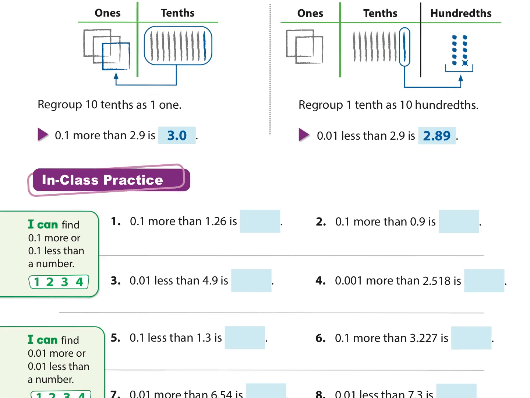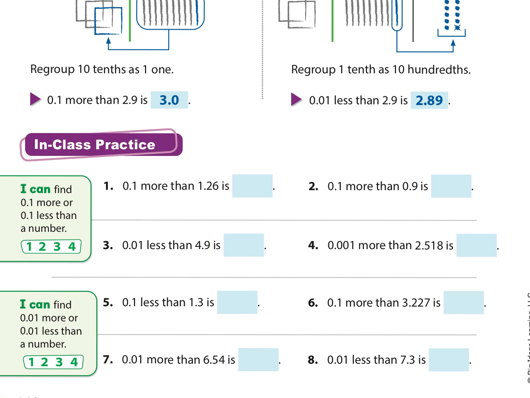And we can also do this, because we know how to add and subtract decimals with the standard algorithm too. So what would that look like if I have 1/10 more than 1 and 26/100ths? I'm adding 1 to the tenths column, right? So yeah, Kingston, say that again. 1 and 36/100ths. I'm adding 1 to here. Okay, here, number 2 says 1/10 more than 9/10.